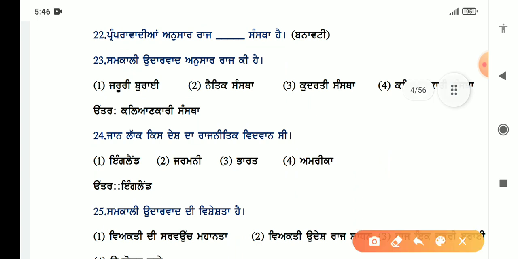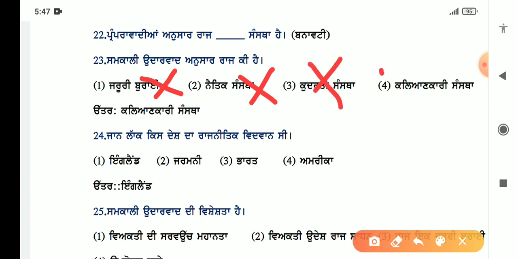Next question is, according to contemporary modern liberalism, is the state a necessary evil? No. A moral institution? No. A natural institution? No. It is a welfare institution, Kalyankari Sanstha. Next, John Locke belonged to which country? England. He was from England.